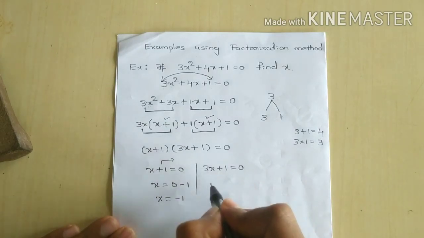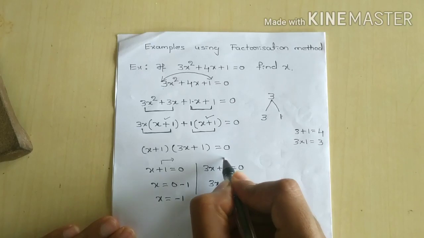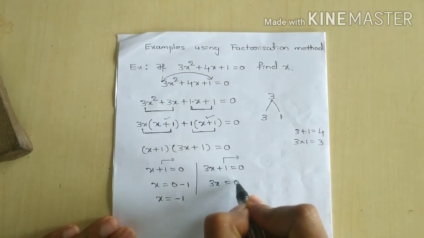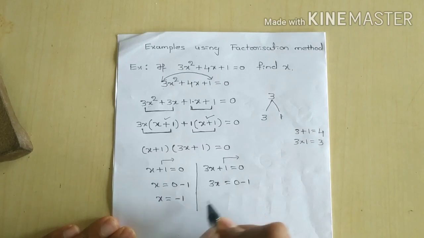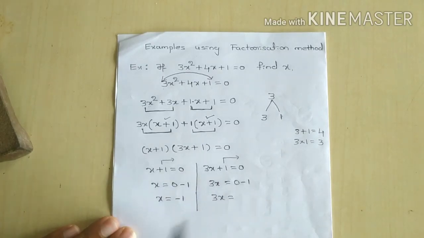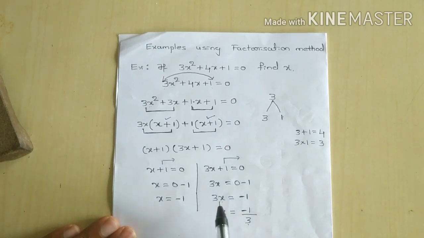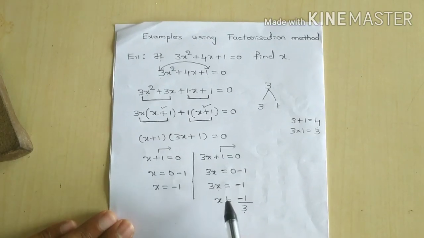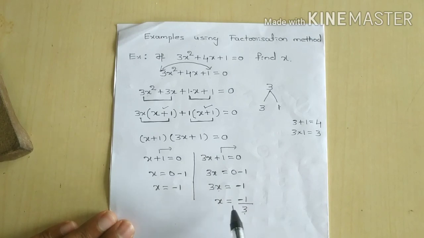Similarly here, 3x, keep it as it is. Shift this 1 to the right hand side, plus 1 becomes minus 1. So 3x equals 0 minus 1, which is minus 1. Finally, we want the x value. Therefore, x equals minus 1 divided by 3. Why divided by 3? Because between 3 and x there is a multiplication sign, and when you shift it, multiplication becomes division. Therefore, the value of x is minus 1 divided by 3.